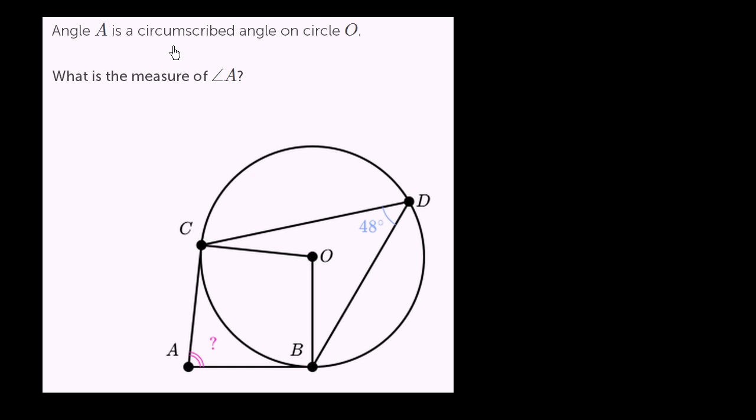Angle A is a circumscribed angle on circle O. So this is angle A right over here. Then when they say it's a circumscribed angle, that means that the two sides of the angle are tangent to the circle. So AC is tangent to the circle at point C. AB is tangent to the circle at point B. What is the measure of angle A?